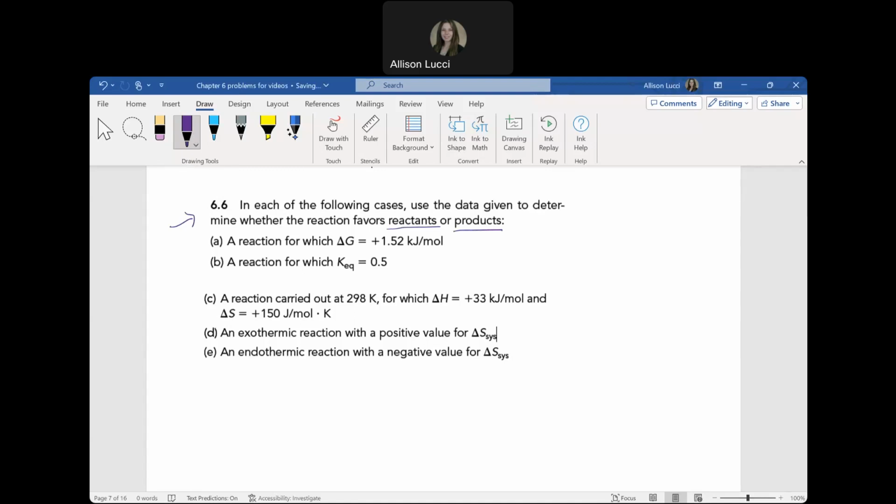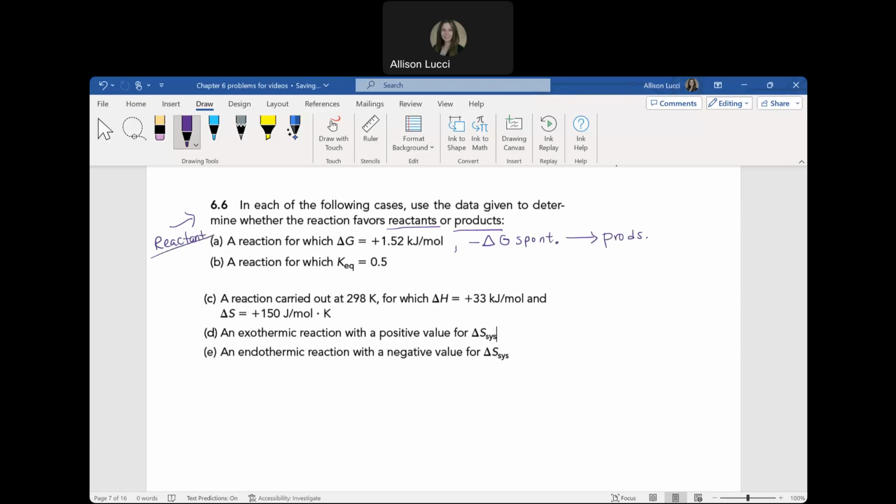And the only information we're given is that delta G is positive. Previously, we looked at how when delta G was negative, we say that our reaction is spontaneous in the forward direction, so that would favor products. So in this case, with a positive delta G, this would be reactant favored. So we'll write our final answer over here. So this is reactant favored.